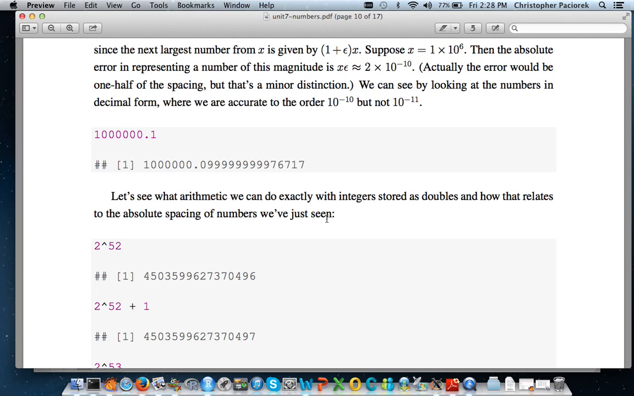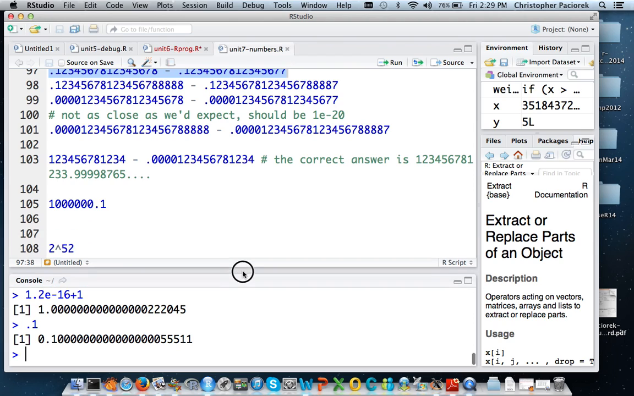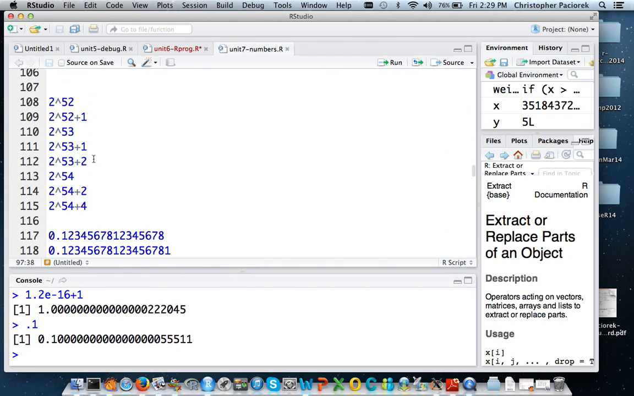So the biggest integer that I can represent in this way, where I can actually increment by 1 and get all the integers, is 2 to the 53rd, and then I start having things not work. Or, I mean, they work, but they don't work. You know what I mean. So let's actually look at that.